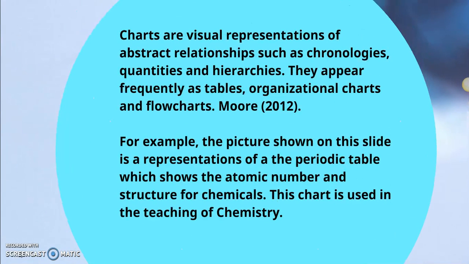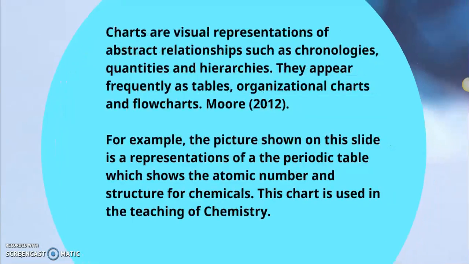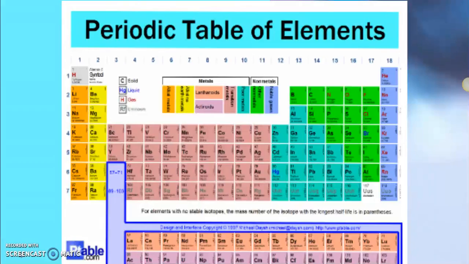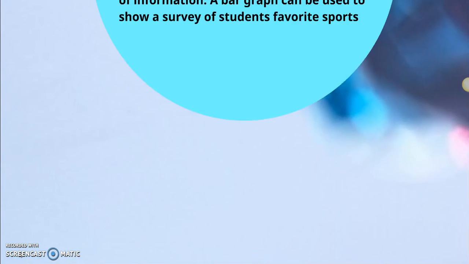Charts are visual representations of abstract relationships such as chronologies, quantities, and hierarchies. They appear frequently as tables, organizational charts, and flowcharts. For example, the picture shown on this slide is a representation of the periodic table, which shows the atomic numbers and structures of chemicals. The chart is used for teaching chemistry.